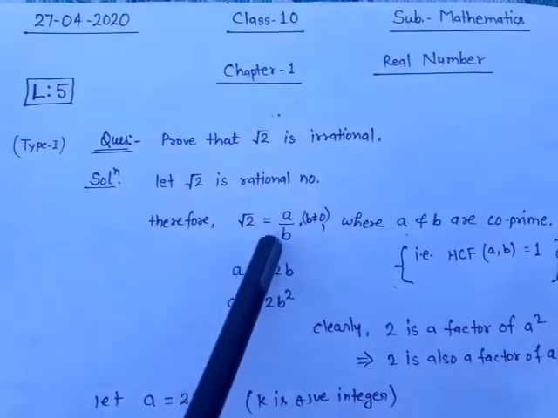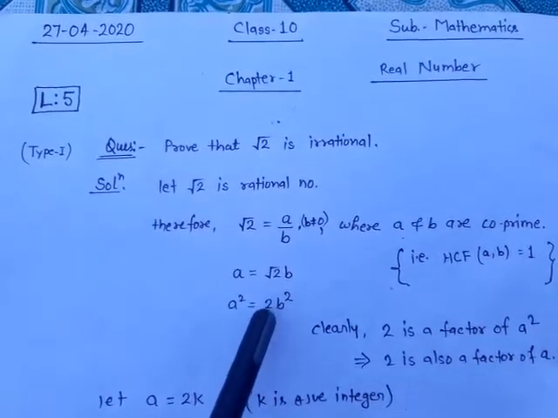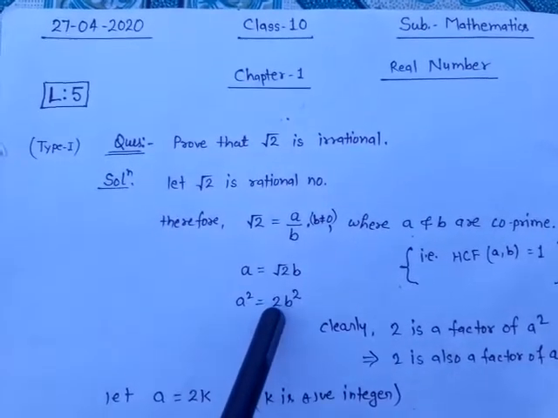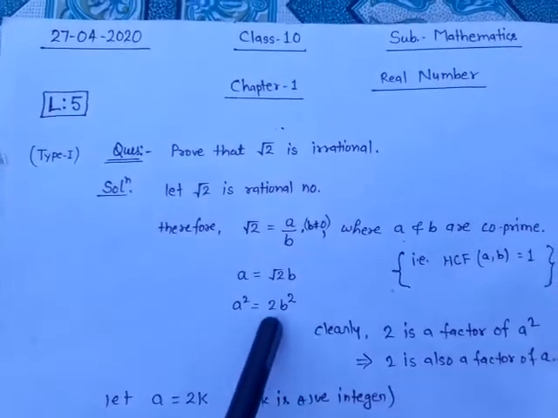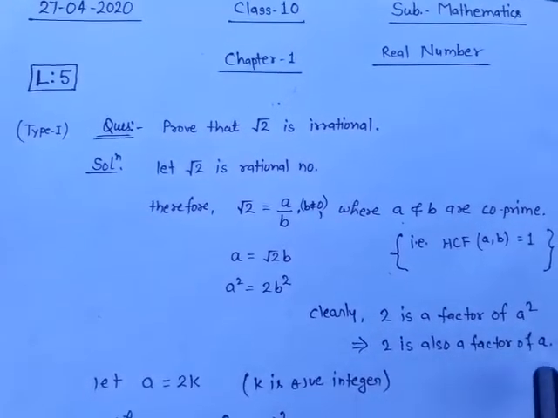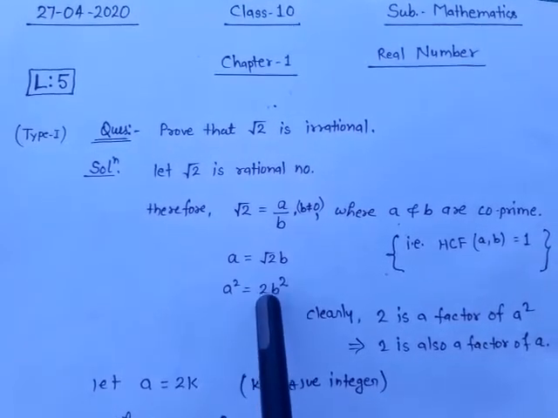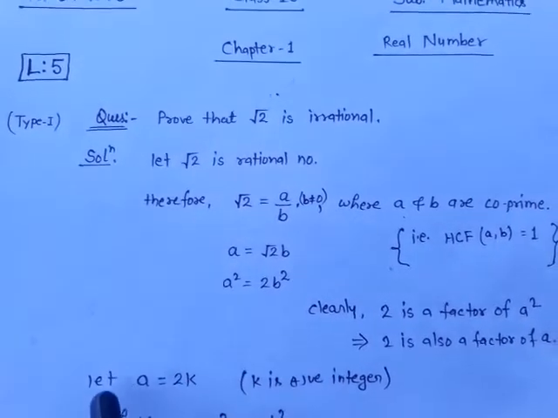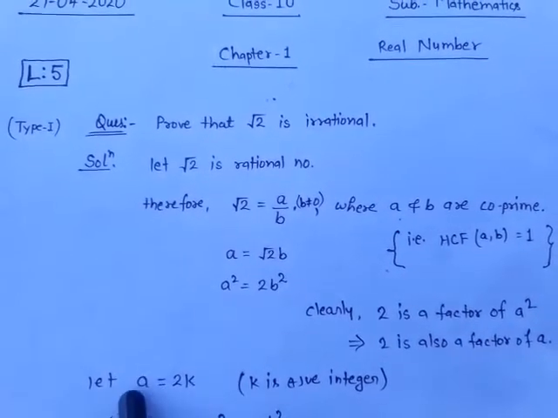Now rearranging this, we get a is equal to root 2 b. Squaring, we get a square is equal to 2 b square. Now here it is clear that a square is represented as 2 times b square. Here are two factors, 2 and b square. This is clear that 2 is a factor of a square, therefore 2 is also a factor of a. Now here the single term is a. Now assume a is equal to 2k, where k is a positive integer.